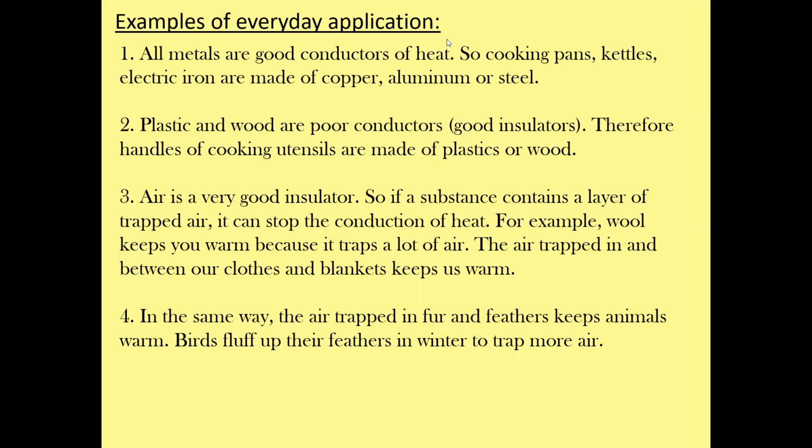So these are some examples related to conduction, conductors and insulators. You will find all the metals are good conductors of heat. So cooking pans, kettles, electric irons are made up of copper, aluminum, or steel. Whereas plastic and wood, as we know, are not good conductors, they are good insulators. A good insulator does not allow the heat to pass through easily. Therefore, the handles of the cooking utensils are made of plastic or wood.